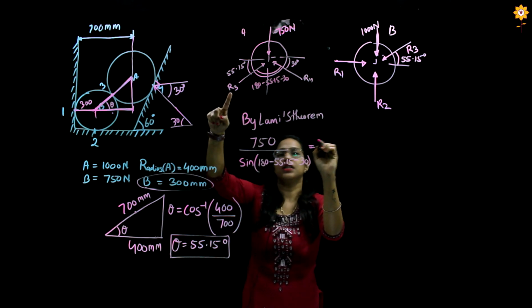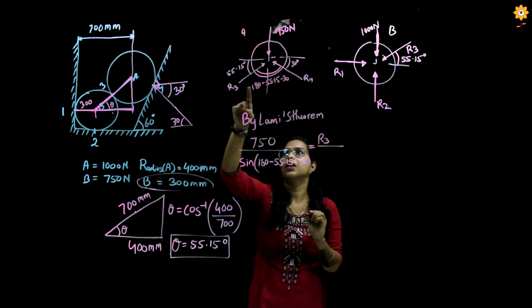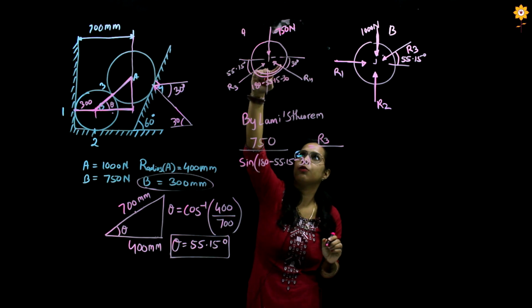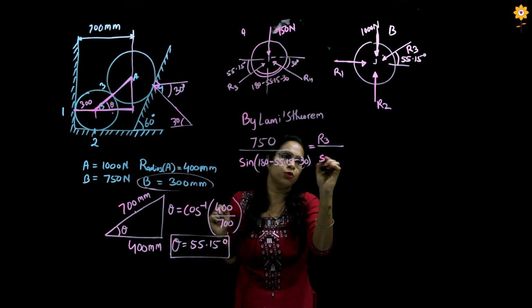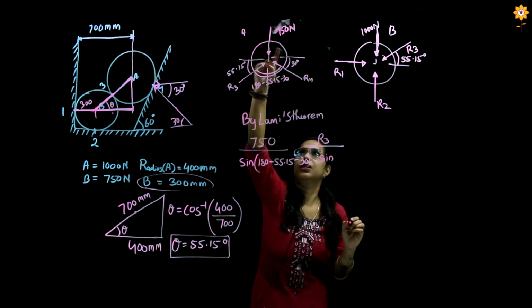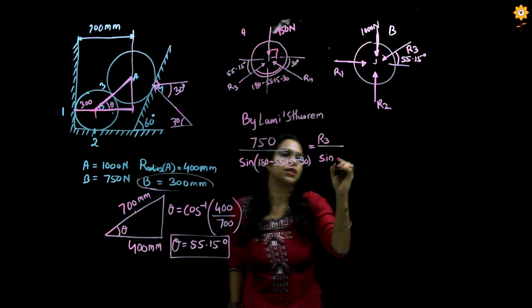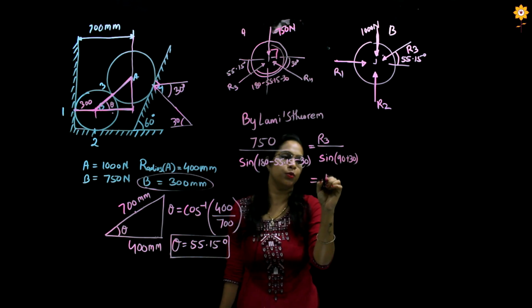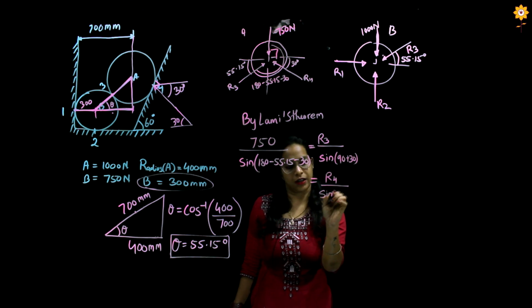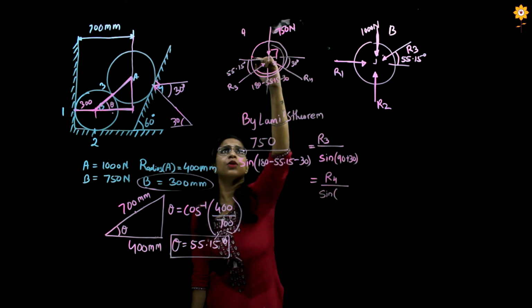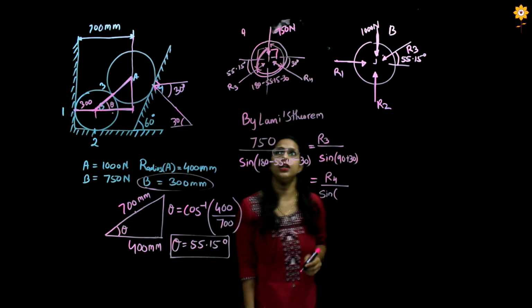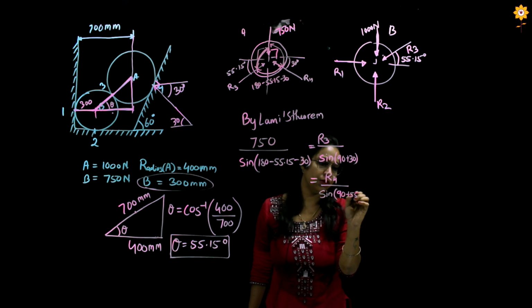Next, let me consider R3. R3 is proportional to the sine of the angle between the other two forces, that is R4 and 750. This is 90 here, so it would be 90 plus 30, that would be sine of 90 plus 30, this angle. And now the last one would be R4 upon sine of the angle between the other two forces. The angle would be this complete angle here. This is 90, so it would be 90 plus 55.15, and that would be sine of 90 plus 55.15.